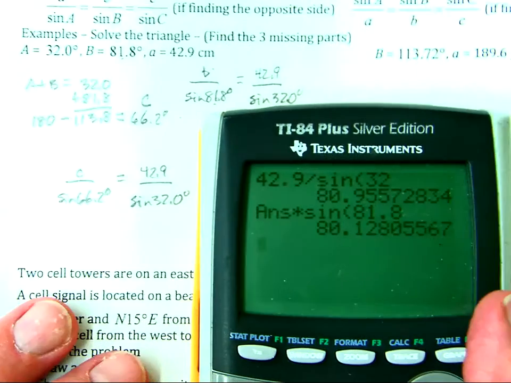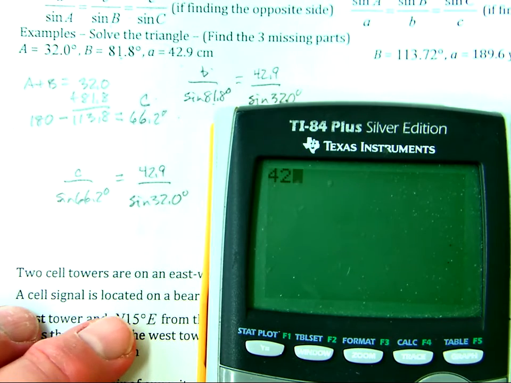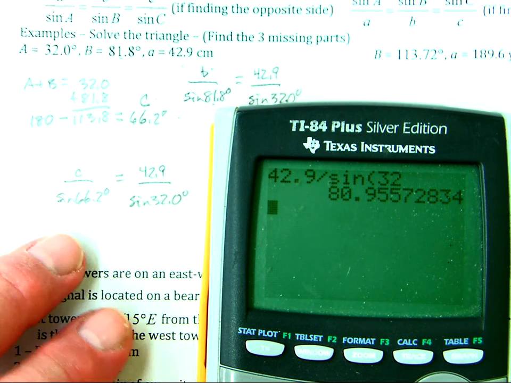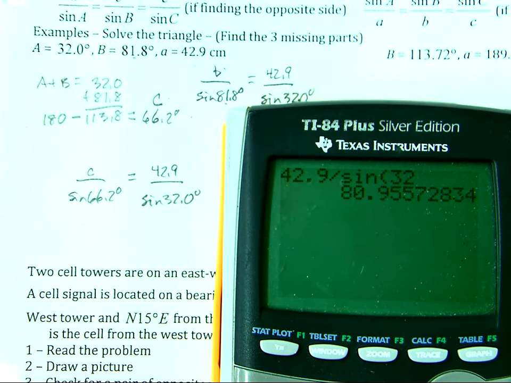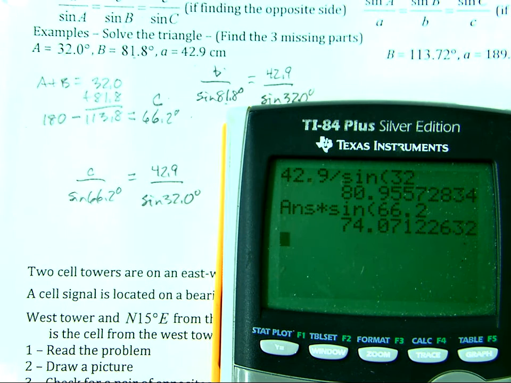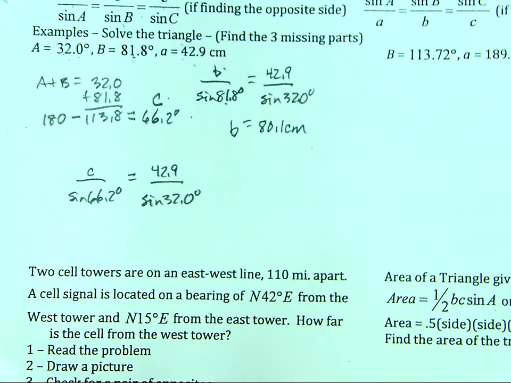And let's do that on our calculator. So again, divide this side over here. So 42.9 divided by the sine of 32. And then to get the C by itself, we need to multiply by the sine of 66.2. So times the sine of 66.2. And I get 74.07. We want to round that off to 1 decimal place, so that'd be 74.1.